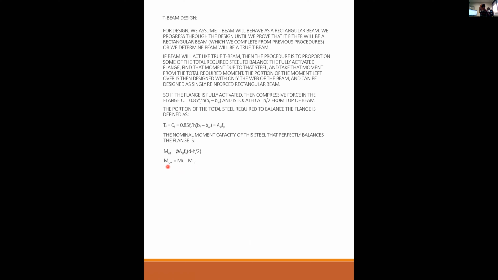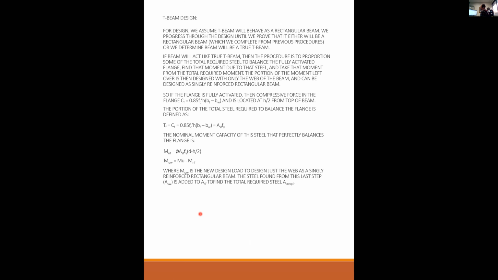The portion of the total design moment, Mu, resisted by the web is then equal to the total design moment minus the resisting moment of the flange, where Muw is the new design load to design just the web as a singly reinforced rectangular beam. The steel found from this last step, Asw, is added to Asf to find the total required steel, As required.